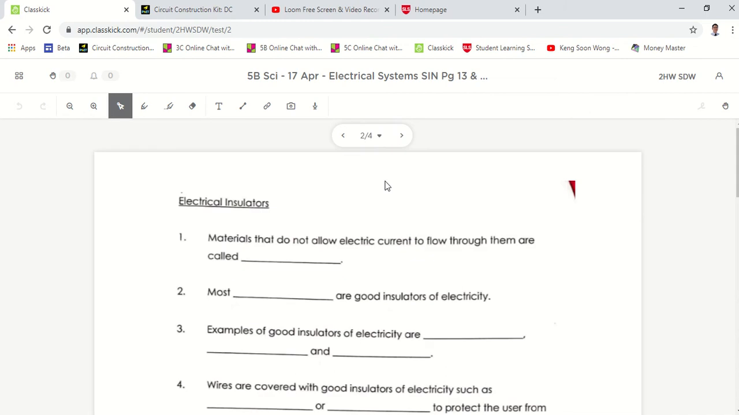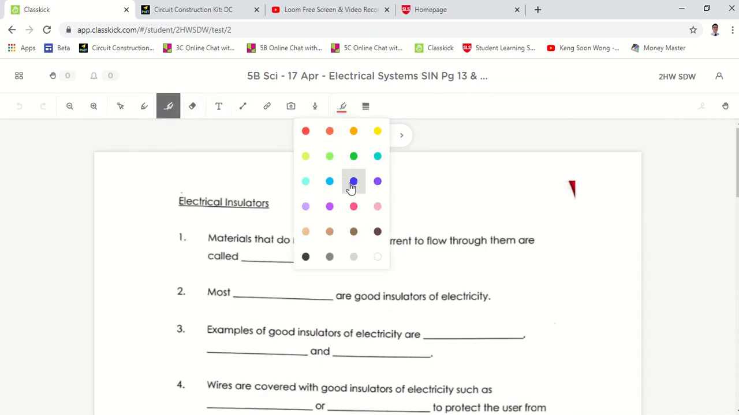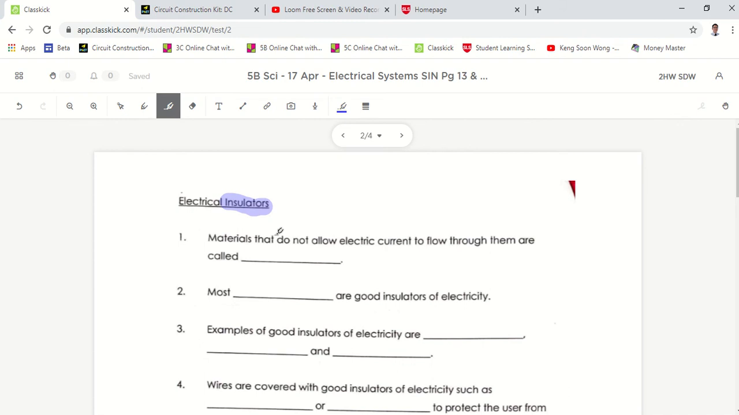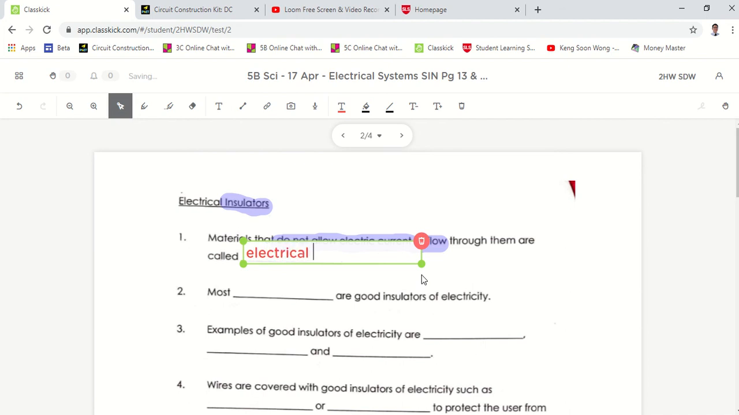And now we go on to page 14. Now we talk about insulators, and I will use blue. Insulators are materials that do not allow electric current to flow through. So it's what we call electrical insulators. Make sure you put the word electrical in front of them.